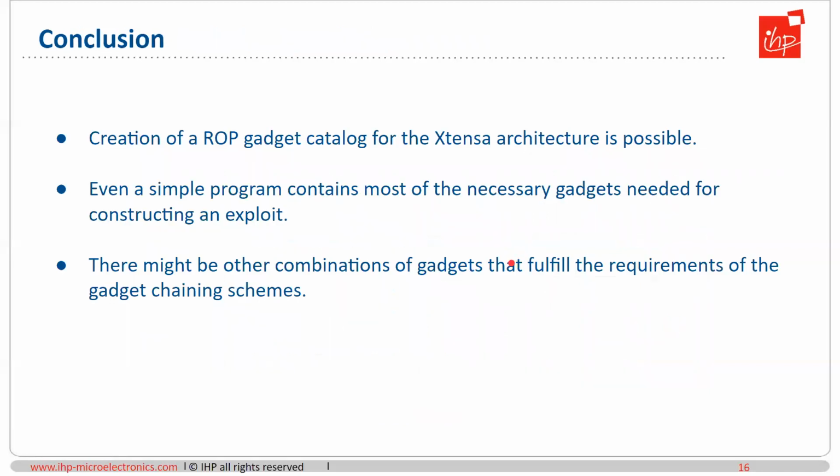Let's conclude the results of our work. The creation of a ROP gadget catalog for the Xtensa architecture is possible. We have proved it. Even a simple program like Hello World contains most of the necessary gadgets needed for construction of the exploit. Of course, there might be other combinations of gadgets that fulfill the requirements of the gadget chaining schemes.